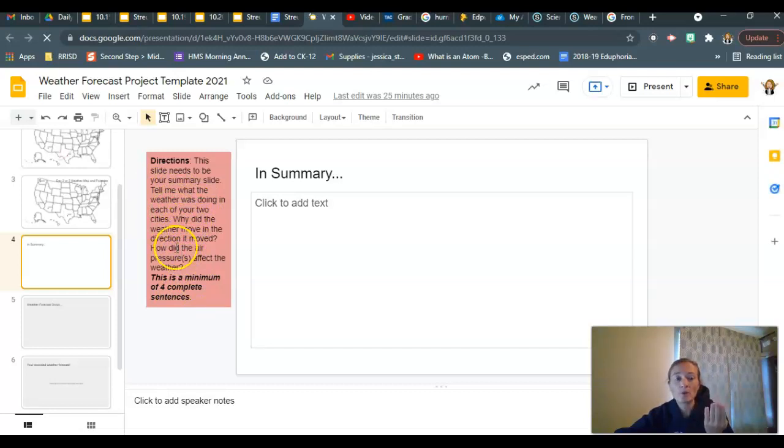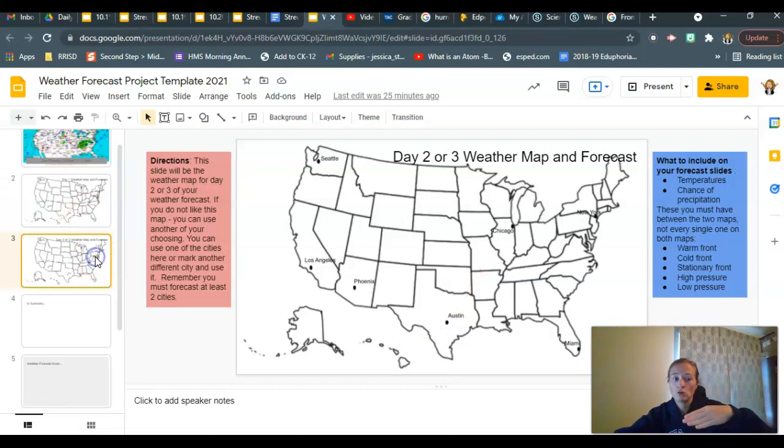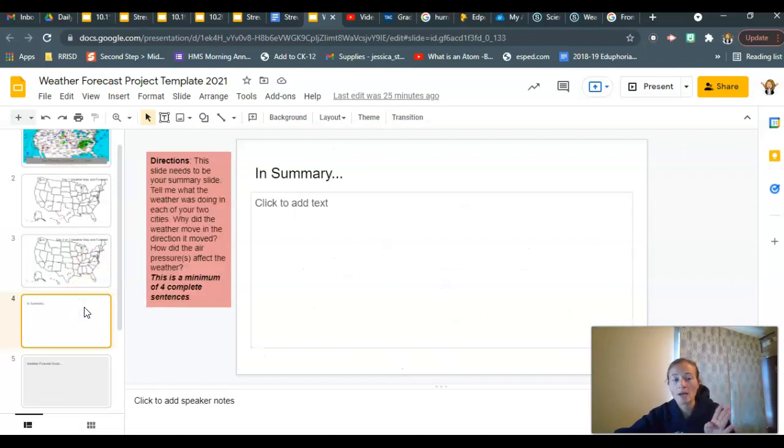I did see one group that decided to put in slide 1 and a summary about day 1, and then slide 2 and a summary about the second day. That's totally fine. You can do that, okay? But at a minimum, you need to give me a 4-sentence summary. What's the weather doing in city 1 on day 1, city 2 on day 1? What's the weather doing on city 1 on day 2 and city 2 on day 2? So that's why it's 4 sentences.